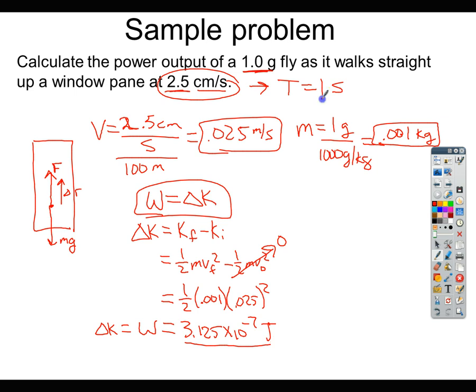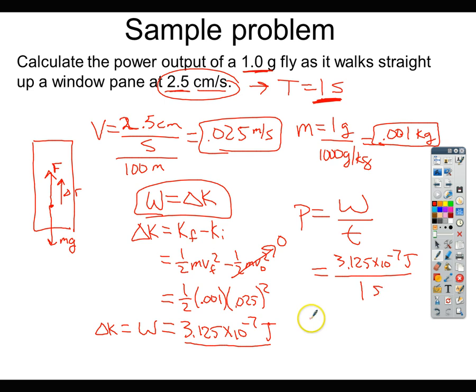At this point, remember we did say that the fly is walking for a second, and so he goes that 2.5 centimeters, which is our distance. Our power is equal to work divided by the time. The work that the fly does, we remember, was 3.125 times 10 to the negative 7th joules. We're going to divide that by the time, and here we're assuming that they just mean a second. So this answer then ends up being 3.125 times 10 to the negative 7th.